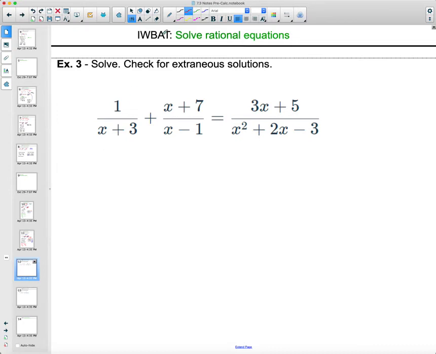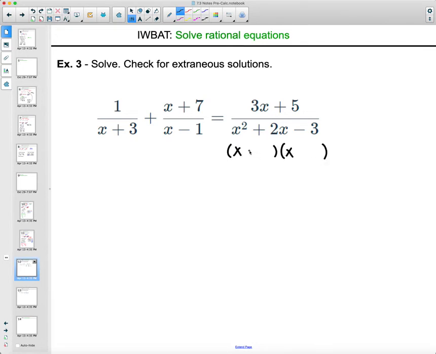All right, next one. And again, pause the video so you can get this written down. So we'll want to factor this denominator. And so we want the factors. So this is an a value of 1. So we just need to find the factors of negative 3 that add to 2. So that's going to be a positive 3 and a negative 1.